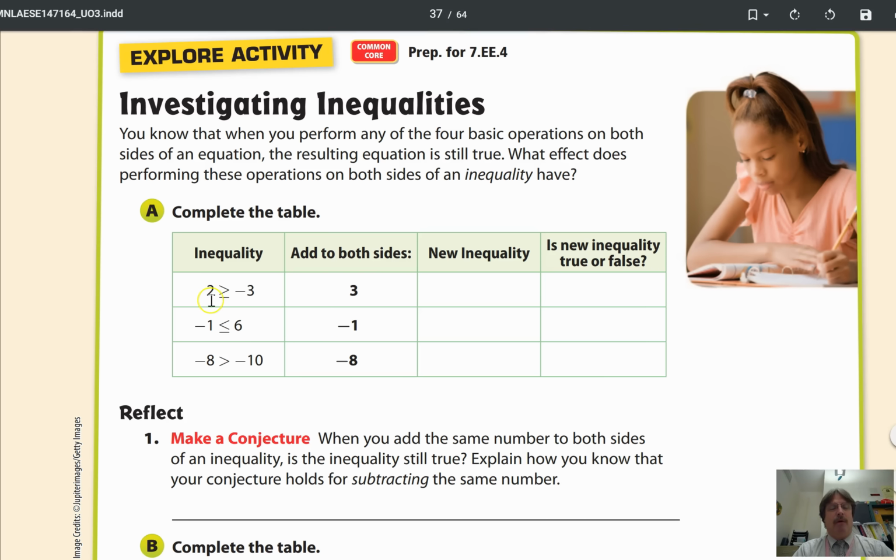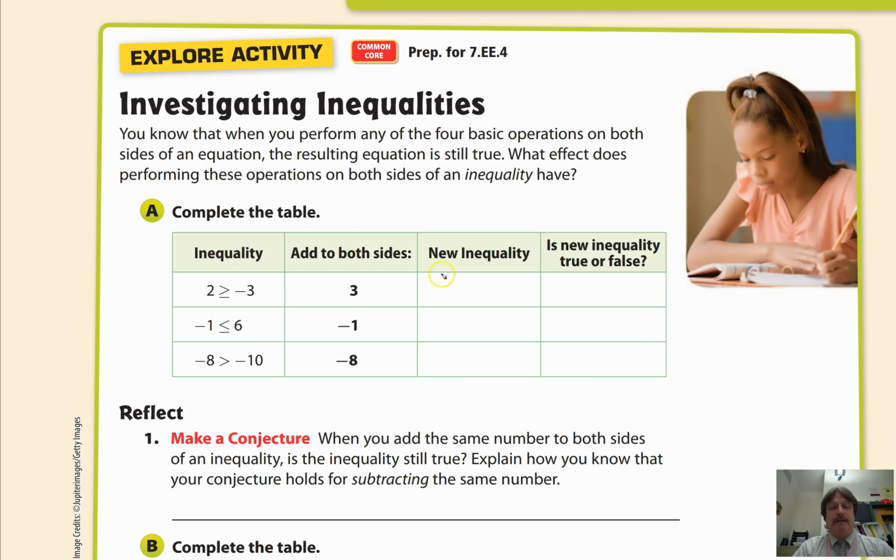So we have the inequality 2 is greater than or equal to negative 3. We're going to add the number 3 to both sides. Then that's going to give us 5, because 2 plus 3 is 5, is greater than or equal to, and negative 3 plus 3 is 0. So is 5 greater than or equal to 0? And the answer would be true. Then you would go ahead and do the same things for these here.